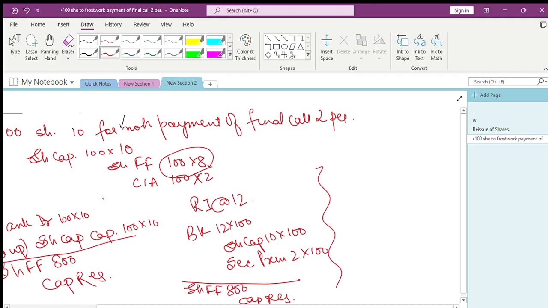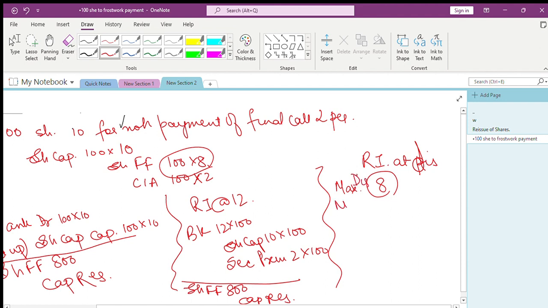Now our third possibility, we can reissue at discount. So how much discount can we give? What have we received? 8 rupees. That's the maximum discount allowed. So if this is the maximum discount possible, this is the minimum price, 2 rupees. But they decide to reissue at rupees 6 per share.